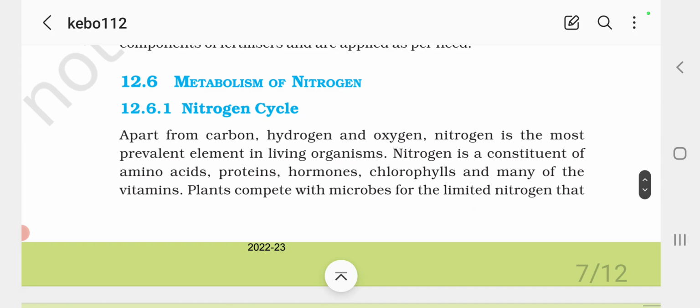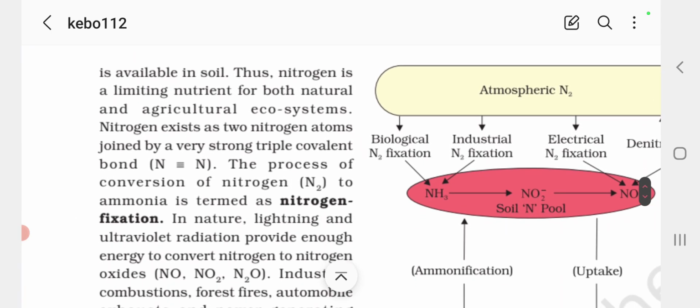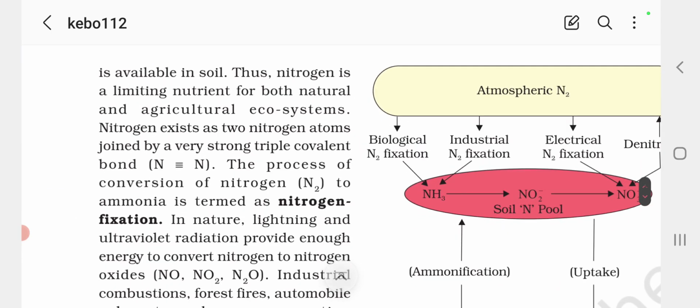12.6 Metabolism of nitrogen. 12.6.1 Nitrogen cycle. Apart from carbon, hydrogen, and oxygen, nitrogen is the most prevalent element in living organisms. Nitrogen is a constituent of amino acids, proteins, hormones, chlorophylls, and many of the vitamins. Plants compete with the microbes for the limited nitrogen that is available in soil. Thus, nitrogen is a limiting nutrient for both natural and agricultural ecosystems.